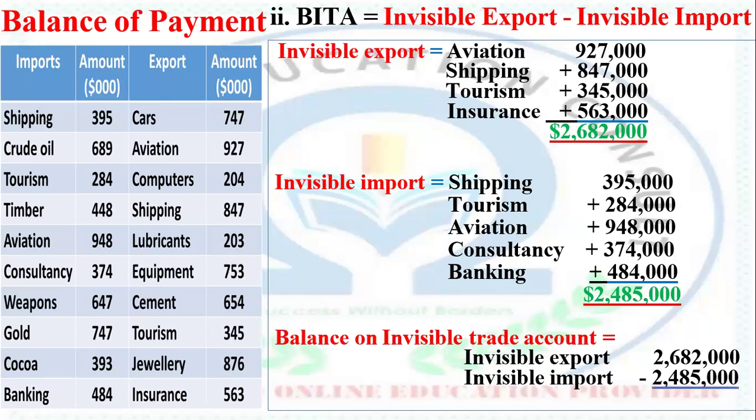So we find a difference. So we're going to get 2,682,000 minus 2,485,000, and that will give us $197,000. So this is what we do to get our balance on invisible trade accounts. Very easy, isn't it? Right.